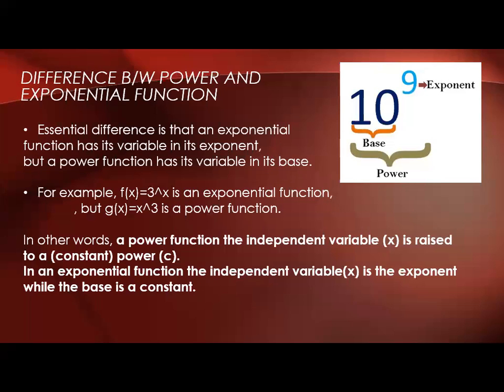In other words, in the power function, the independent variable x, whatever inputs we give, is raised to a constant power c. In the exponential function, the independent variable x is the exponent, while the base a is constant. So basically you have two major things: one is the base, one is the exponent. In the power function, our input goes to the base. In the exponential function, our inputs go to the exponent.